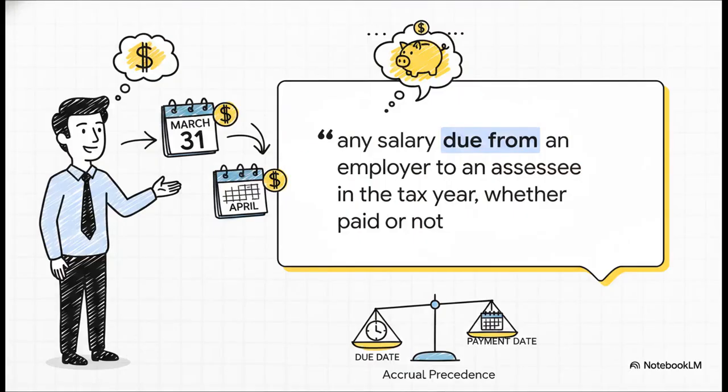Let's make this super practical. Imagine an employee in this exact situation. He tells us, hey, my March salary became due on the 31st of March, which is in the current tax year. But my company didn't actually credit my bank account until April, which is the next tax year. Now, what happens? According to Section 15(1)(a), because that salary became due on March 31st, it is taxable in the year it became due. It completely ignores the fact that the actual cash payment was delayed. In this case, accrual takes total precedence.